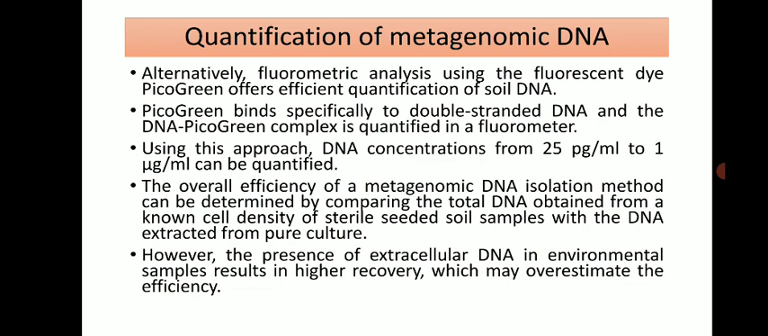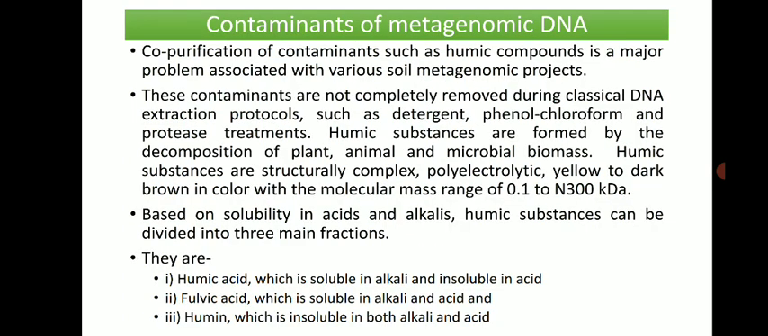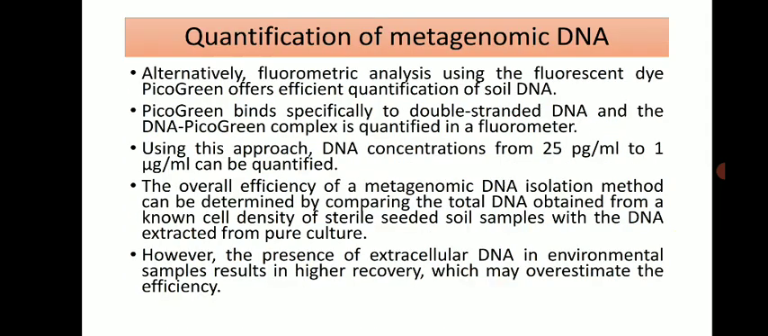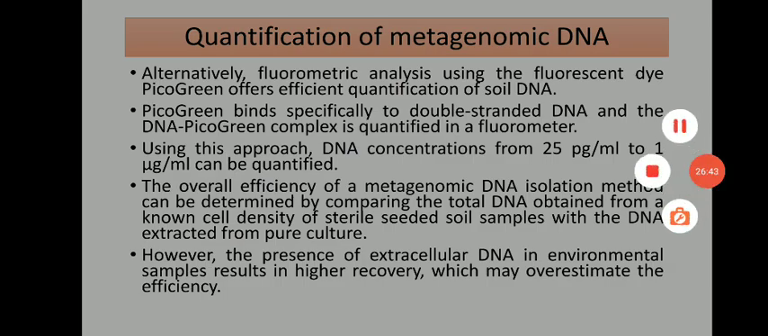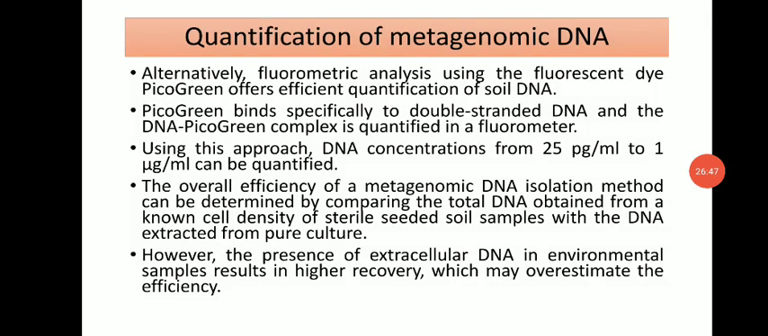The overall efficiency of a metagenomic DNA isolation method can be determined by comparing the total DNA obtained from a known cell density of sterile seeded soil samples with DNA extracted from pure culture. However, the presence of extracellular DNA in environmental samples results in higher recovery, which may overestimate the efficiency.